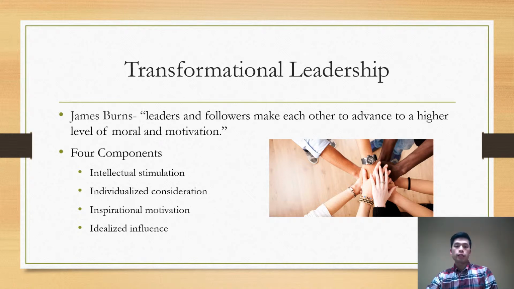The third is inspirational motivation. Leaders have a clear vision that they are able to articulate to the followers. Last one is idealized influence. Transformational leaders are often seen as role models and is the source of their motivation.